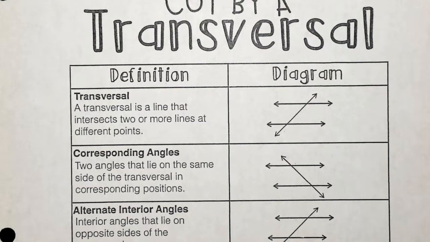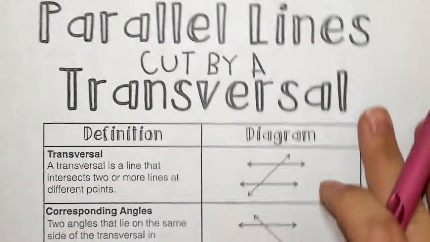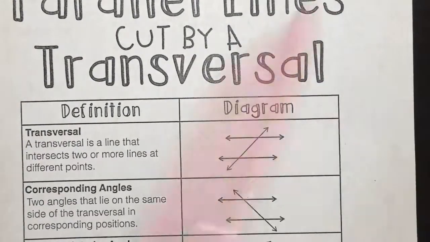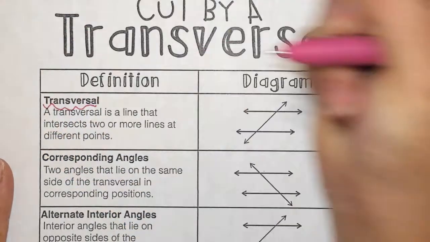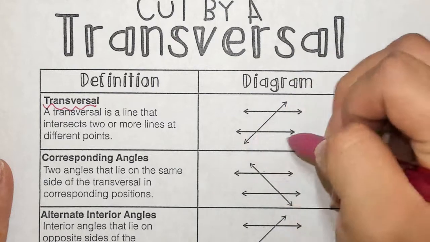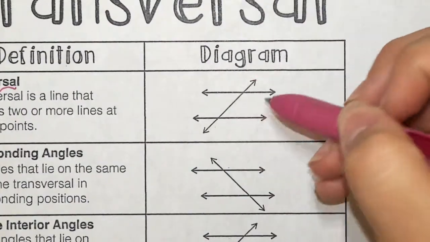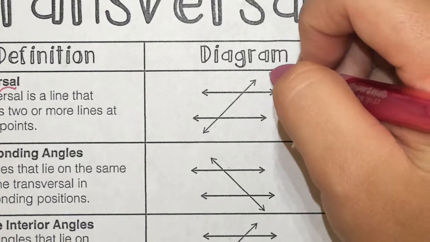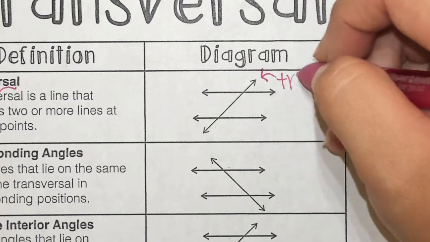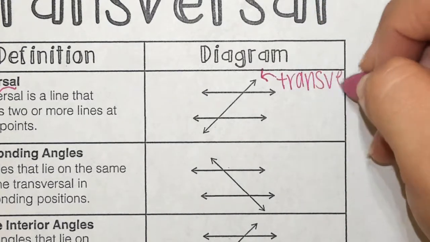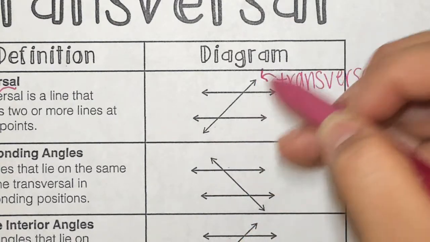Alright, so our next lesson is chapter 3.1, and it's talking about parallel lines cut by a transversal. So first of all, what is a transversal? Well, here's the definition. Now here are your parallel lines. These two that are going parallel, those are your parallel lines. However, this line right here, that is called your transversal.